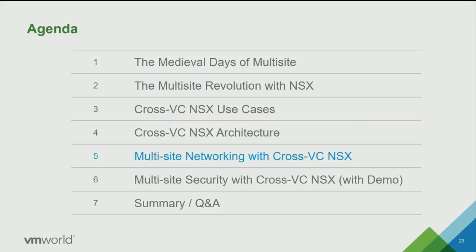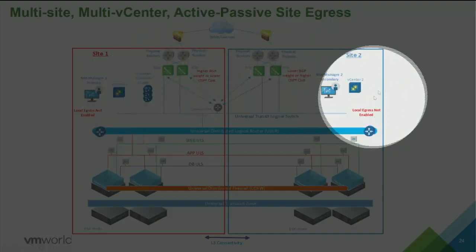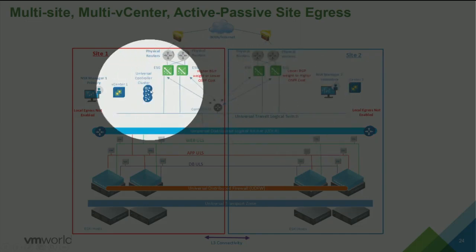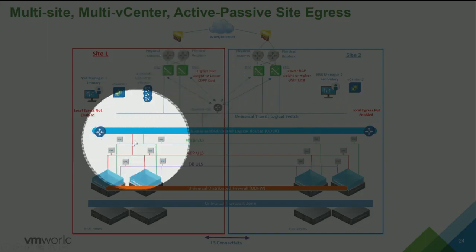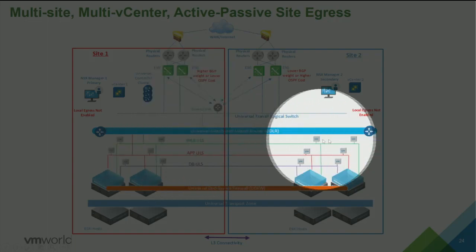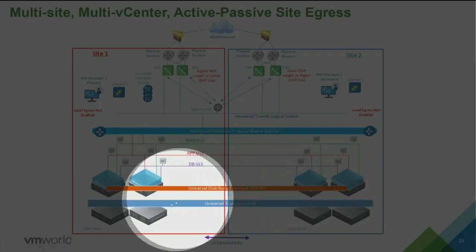So let's talk a little bit about the networking. Here I have a setup. This is what I call multi-site, multi-vCenter, active-passive site egress. Let me walk through this. Here I have a primary NSX manager in a vCenter, a secondary NSX manager in a vCenter here. I have ESGs deployed across both of my sites for my north-south ingress-egress. I have my universal distributed logical router, and I have a universal control VM, which is the control plane for my universal distributed logical router. And I have my universal networks and my universal distributed firewall.